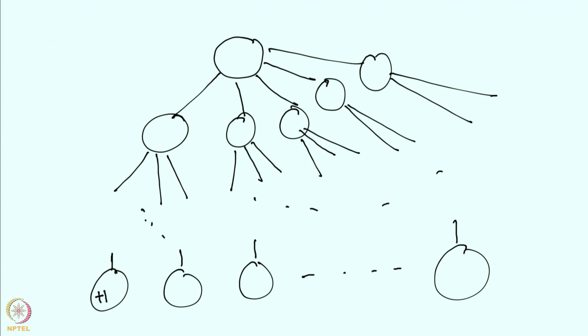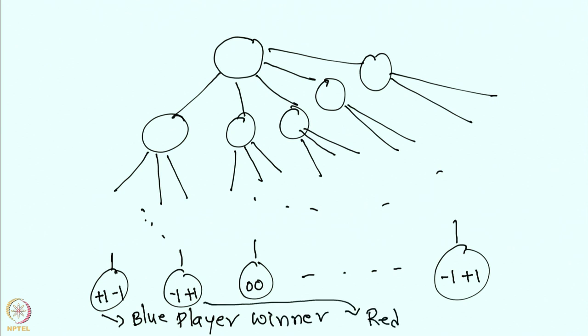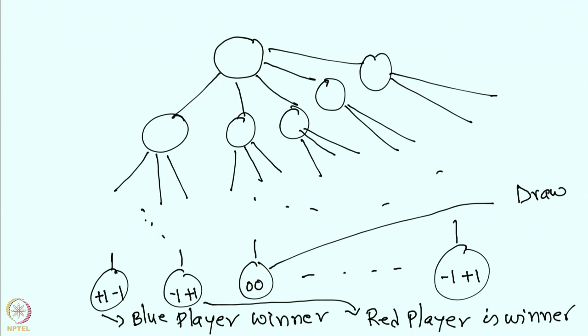So let's say, let me put it as plus 1, minus 1, or minus 1, plus 1, or 0, 0, minus 1, plus 1. What I mean to say is that here the player 1, or the left player, or the blue player is the winner. In this case, the blue player is the winner. Now in this case, the red player is the winner. And in this case, it's a draw. So this game tree is a very, very powerful idea. In fact, we will explore this game tree in a later part of the course. So right now we will present a very important result where we use this idea of game tree.